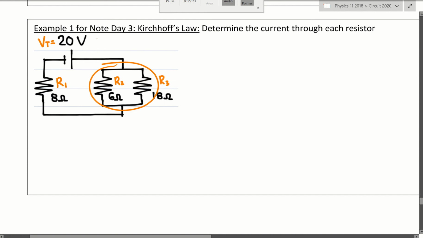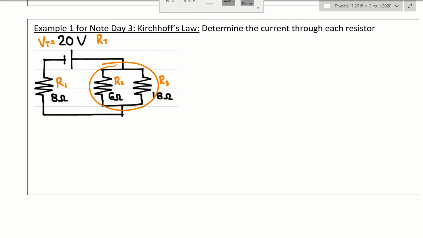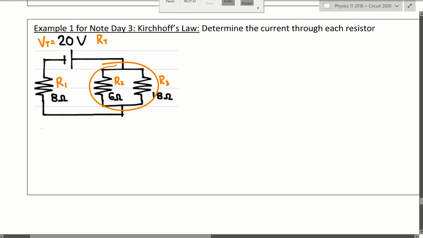So I wanted to find the R total, but R total is not R1 plus R2 plus R3. R2 and R3 are in parallel. So to find it, step 1: I'll need to do 1 over R, I'll call it R23, because I'm combining 2 and 3 in parallel. It's equal to 1 over R2, which is 6 ohm, plus 1 over R3, which is 18 ohm.